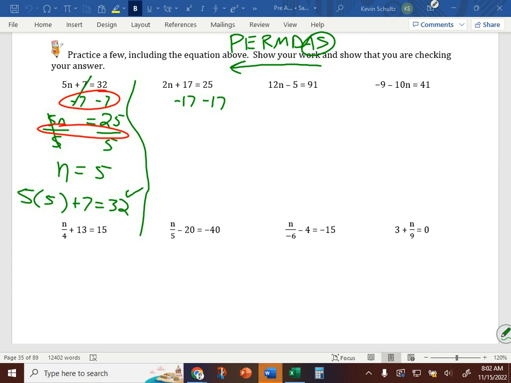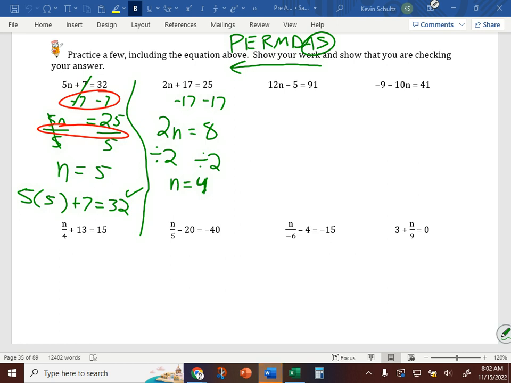So subtract 17 from both sides first. We get 2n equals 8. Divide both sides by 2 to get n by itself, and n equals 4. That looks kind of like a y, but I hit the dead spot. It's supposed to be a 4. There you go.